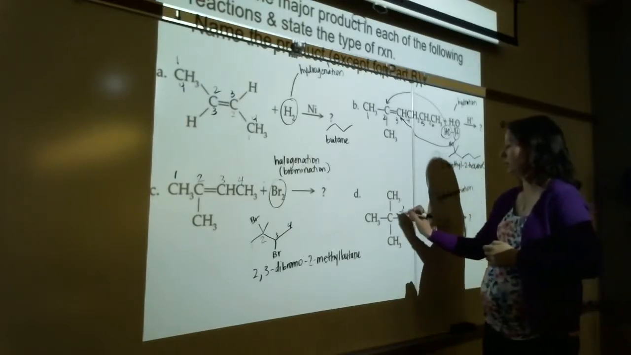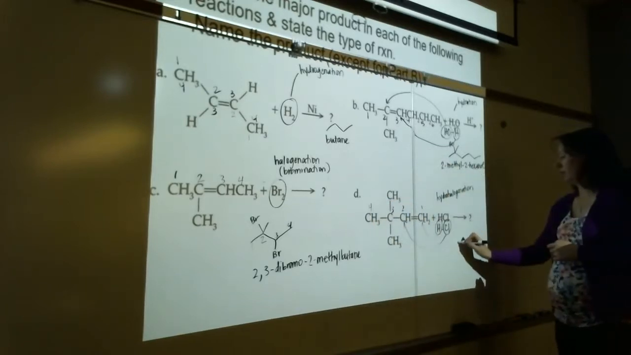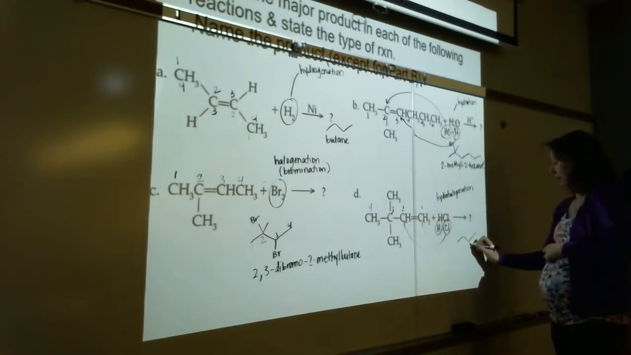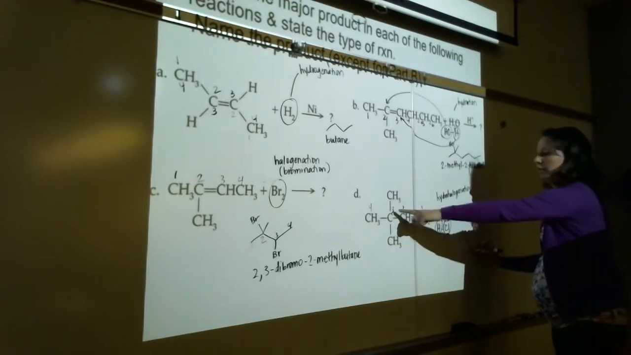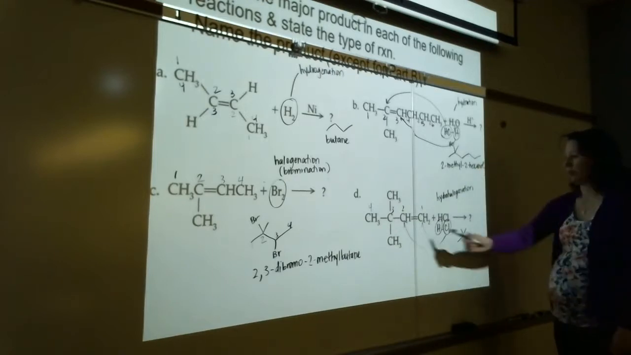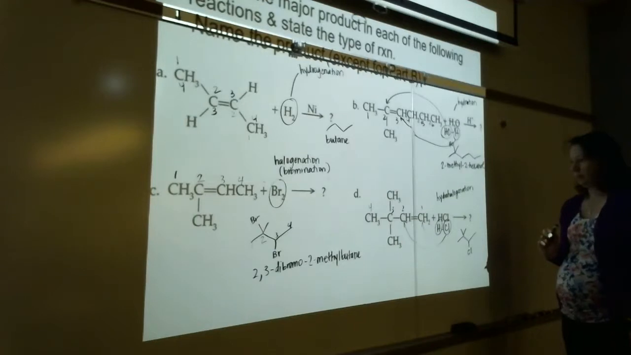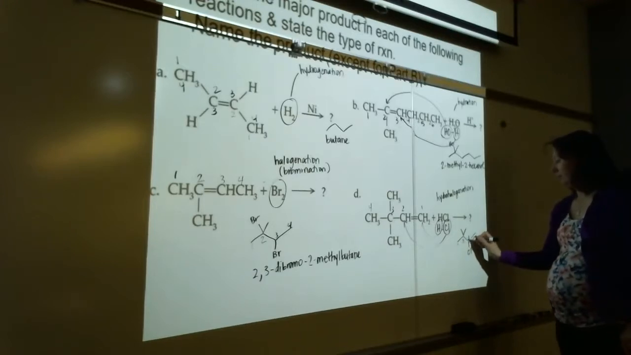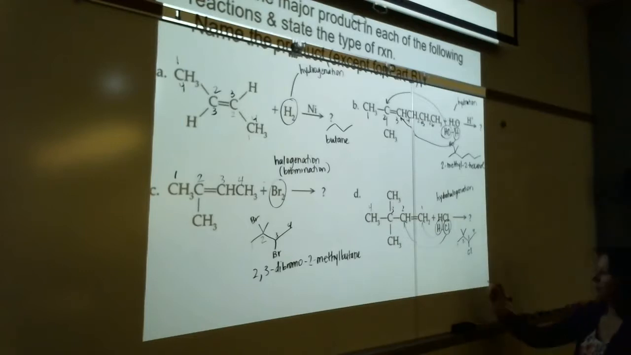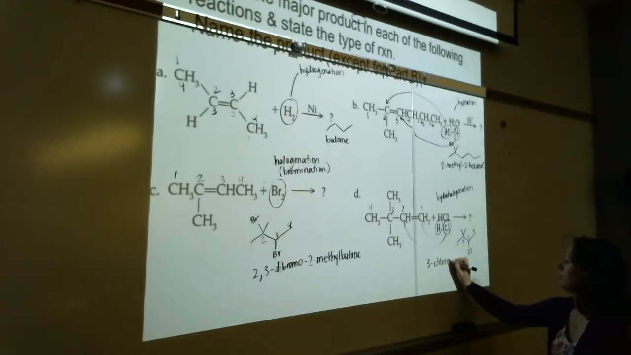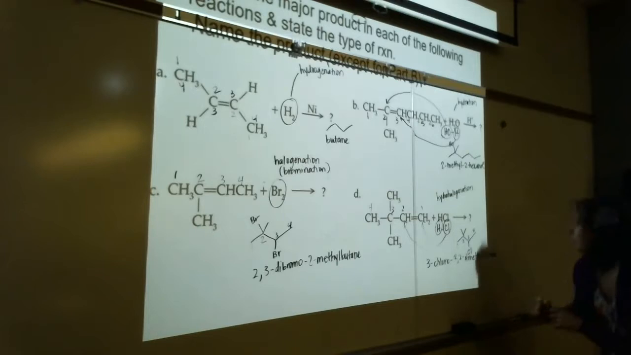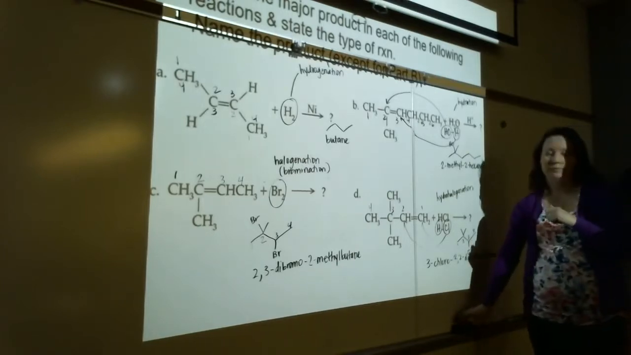So one, two, three, four. So carbon one just gets hydrogen. Carbon two now has a chlorine on it. And carbon three has two methyls on it. So is carbon three number one or is carbon two number one? Which way do we number, from here or from here? We're actually going to number this way now when we name it, right? So what's the name of this? 3-chloro-2,2-dimethyl, right? We good on this one? All right.